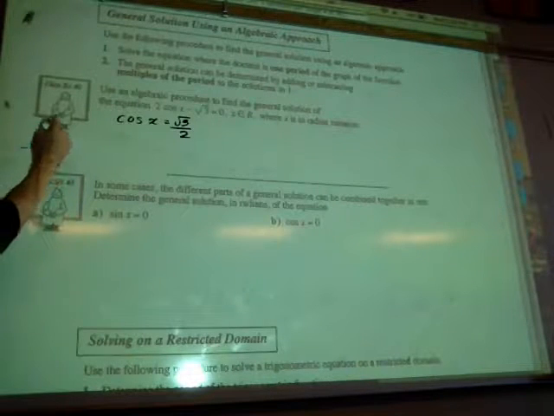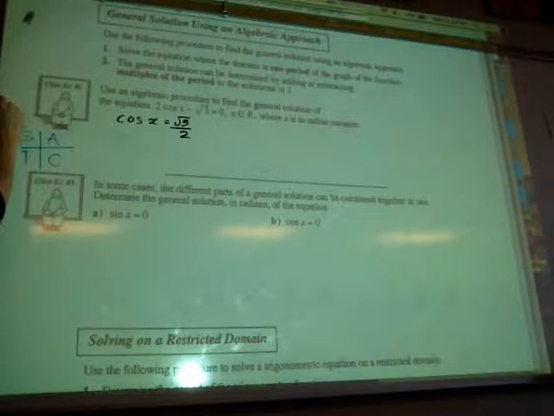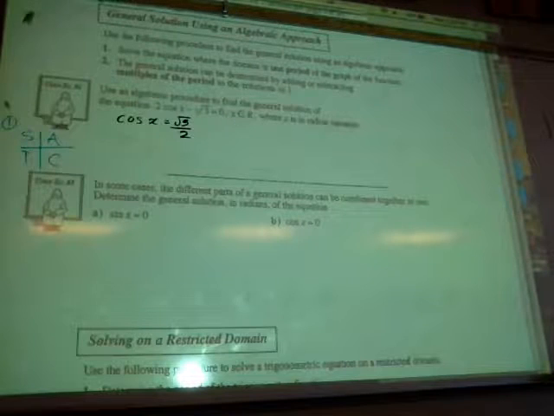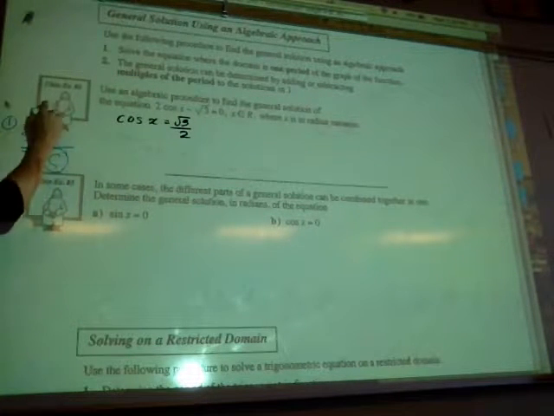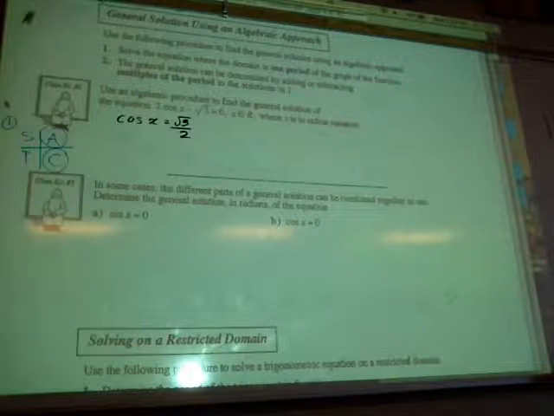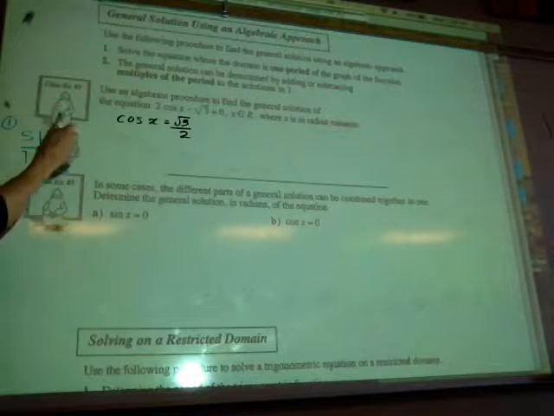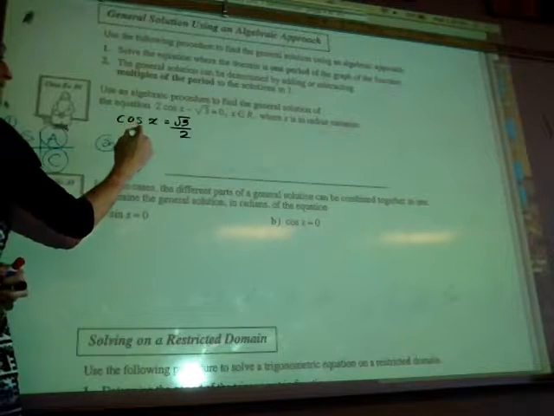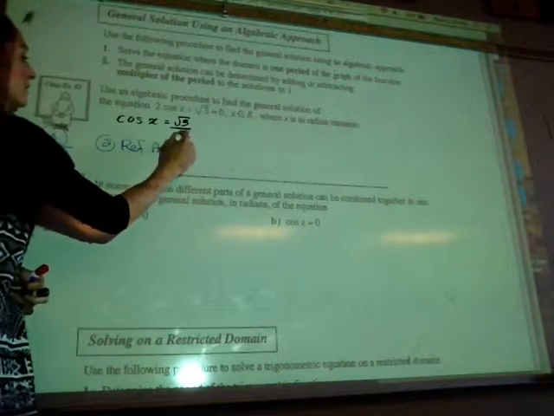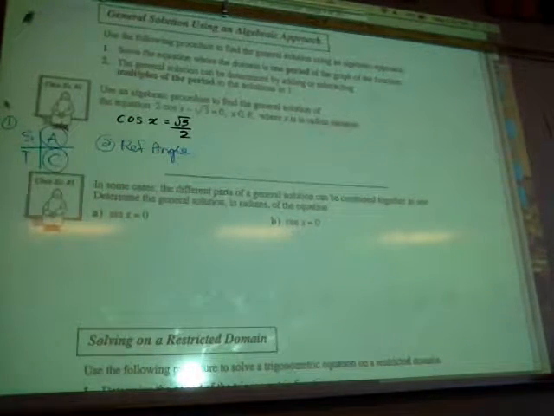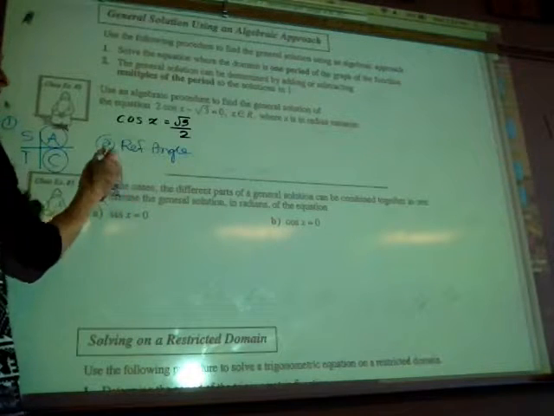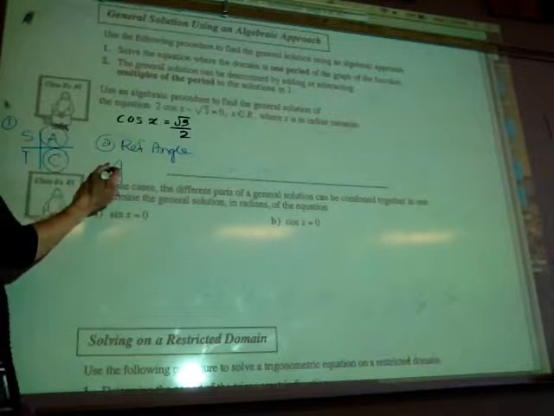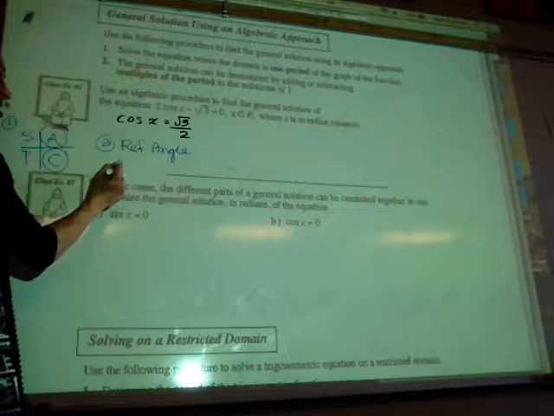Okay, now cosine, using my CAST rule, in step 1, I'm going to figure out where we have a positive ratio. That's going to be in quadrant 4 and in quadrant 1. So I'm going to have solutions in quadrant 1 and 4. Okay, second step is you need to find your reference angle. Cosine, that's the x-coordinate, right? So if the x-coordinate on a special triangle is root 3 over 2, do you guys remember your special triangles? What's your reference angle? 30, good job.